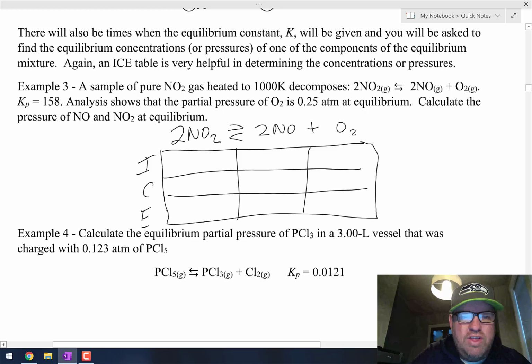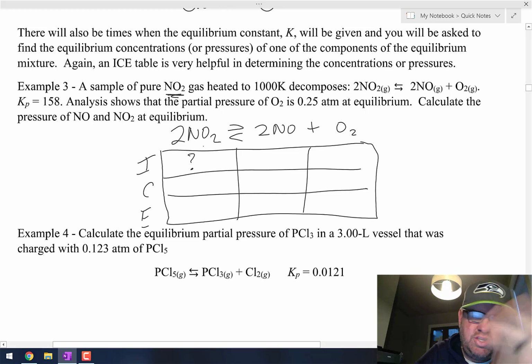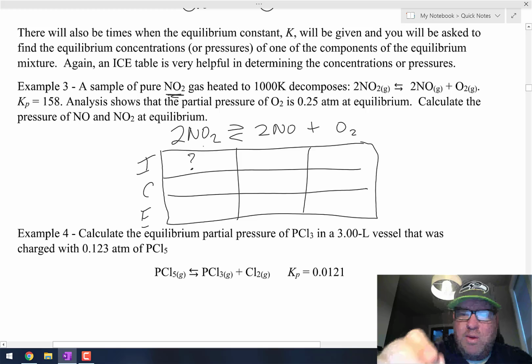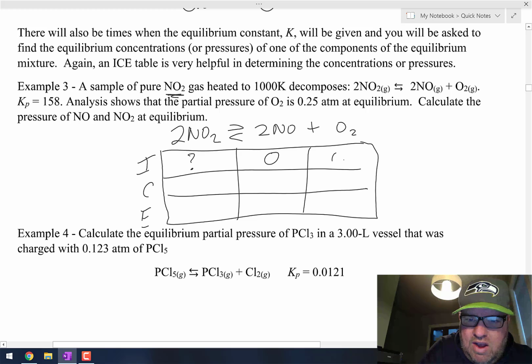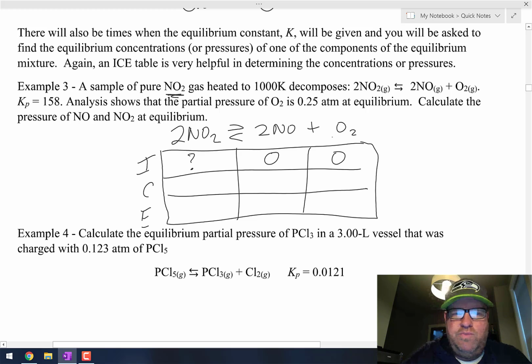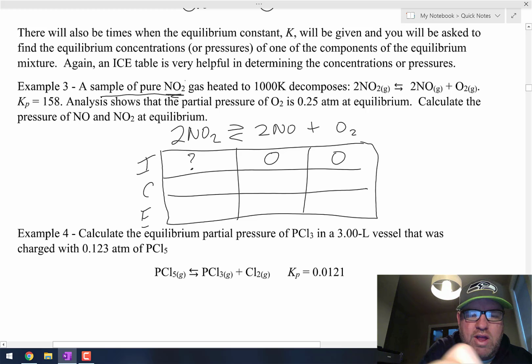So the only thing that they tell us is they say a sample of pure NO2 gas is heated to 1,000 Kelvin. That's all that we know. So what does that tell us? It tells us that we really don't know how much NO2 we started with, which you don't need to put the question mark in there. But what it really tells you is that you don't start with any NO or any O2. If you're starting with pure NO2, that means initially you don't have any of the NO or the O2. But then it does say analysis shows that the partial pressure of O2 is 0.25 at equilibrium.